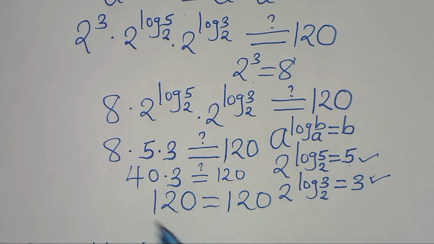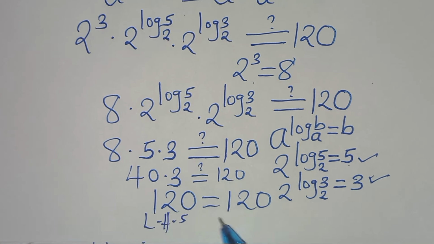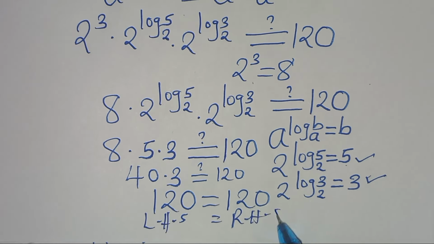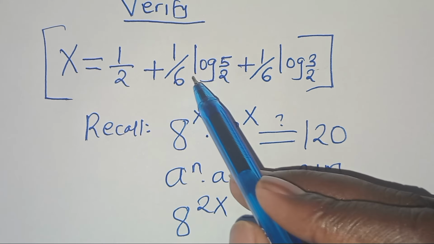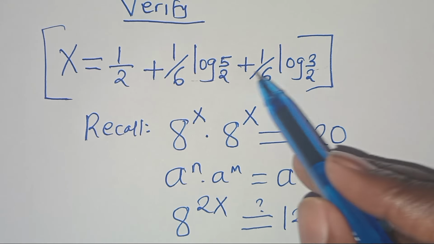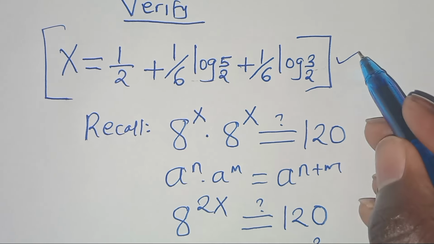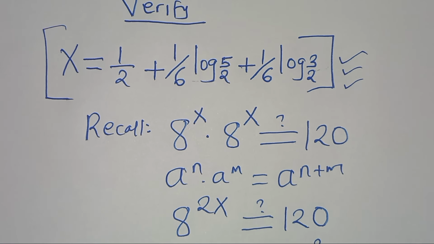So we have the left hand side equal to the right hand side. And this affirms that the value of x here, which is equal to a half plus 1 over 6 log 5 to base 2 plus 1 over 6 log 3 to base 2, actually satisfies the equation.